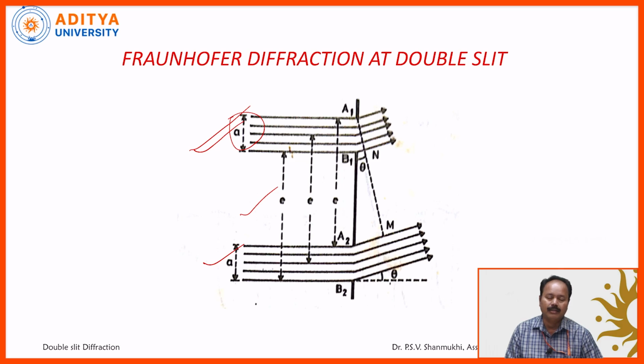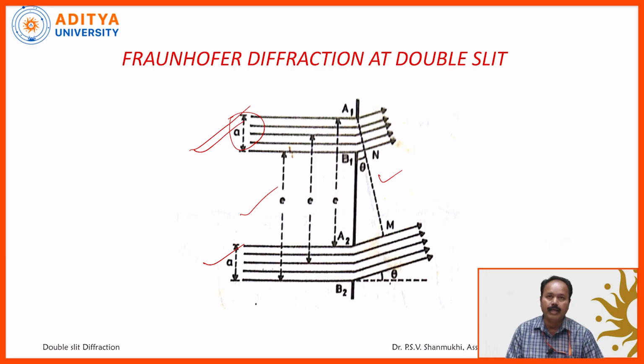Generally the diffraction means bending of light rays, bending of light rays into the geometrical shadow of an obstacle. Here the light rays are entering the slit and they are bending. Here the angle of deviation is theta. Each one can be considered as a single slit, and later we combine these two effects.